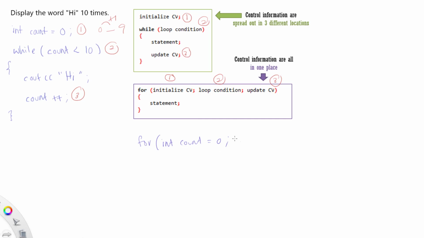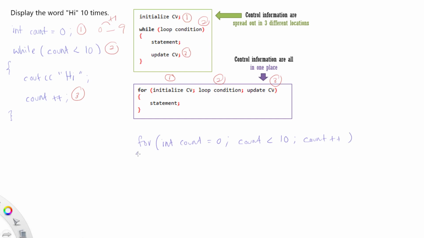All right, so next, after we have our initialize, we need to have our evaluate. From 0, how do we get to the end? We know that we want to stop when it reaches 10, so it will be count less than 10. Again, this is separated by a semicolon. Lastly, we need an update. How do you get from 0 to 10? We want to increment it by 1. That's why we write here count plus plus.